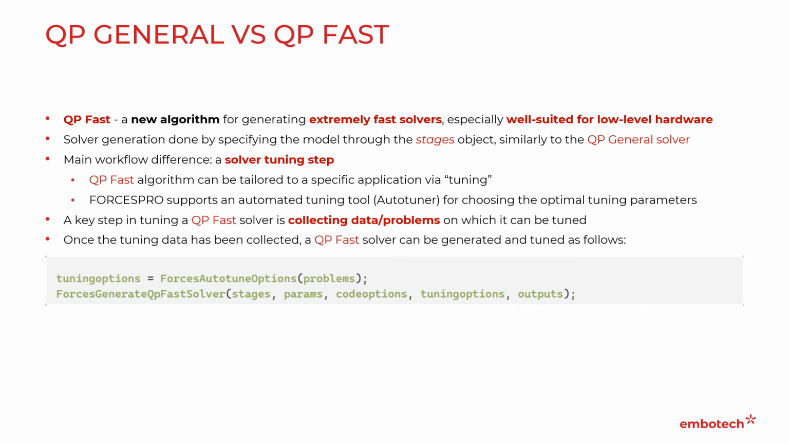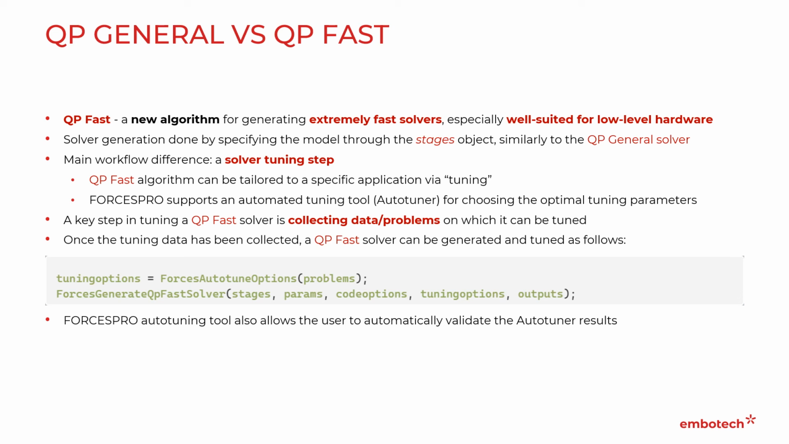The auto-tuning procedure allows for quite a bit of customization, which can be specified through the Forces Auto-Tune Options object. For instance, one can set the number of minutes and the number of iterations the tuning should last, as well as the percentage of problems which are allowed to fail to converge for a tuning to be acceptable.